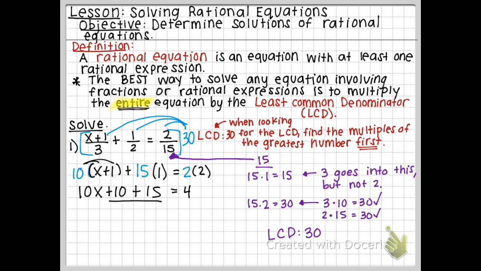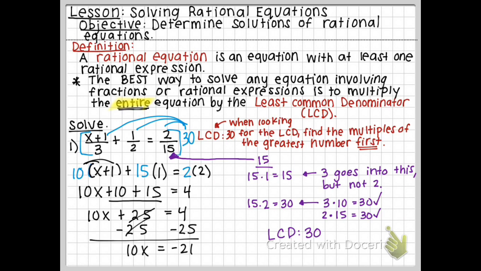Now I'm going to collect like terms. 10 plus 15 is 25. So I've just brought the 10x down, plus 25 equals 4. And then I subtract 25 from both sides to collect like terms. 10x equals negative 21, and divide by 10. So my x equals negative 21 over 10. Yes, it's a fraction. Yes, it's ugly. And we don't like fractions like that, but that's your answer.